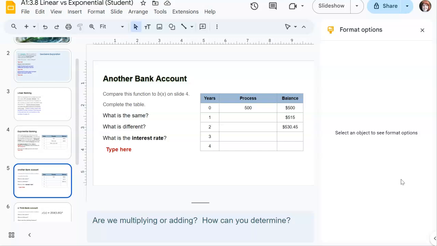Now we have another bank account. This time the balances are not the same as they were in the prior table. And here's where I have them actually figure out their growth factor. How is this changing? Are we adding something? Are we multiplying something? And how can you determine that? So I'm going to leave this with them. I would give them plenty of time without talking too much initially.